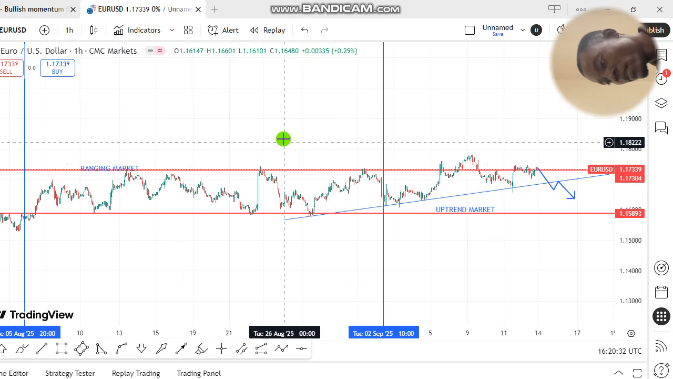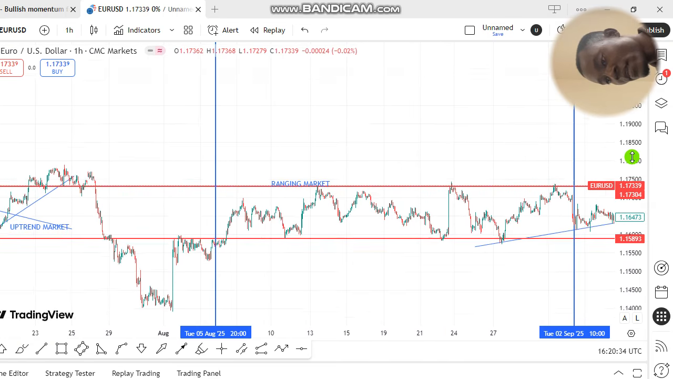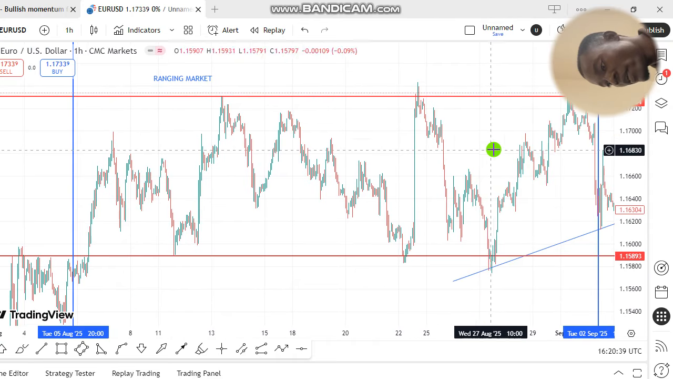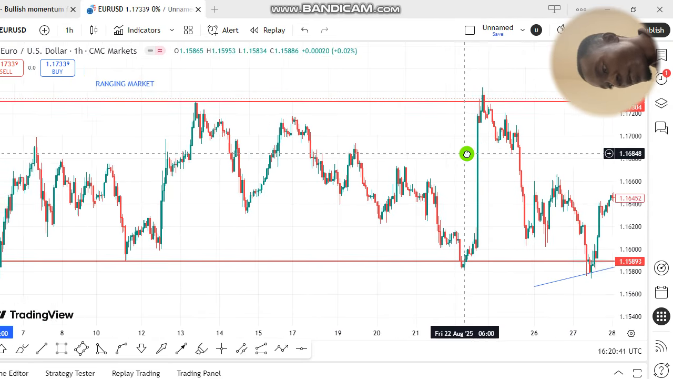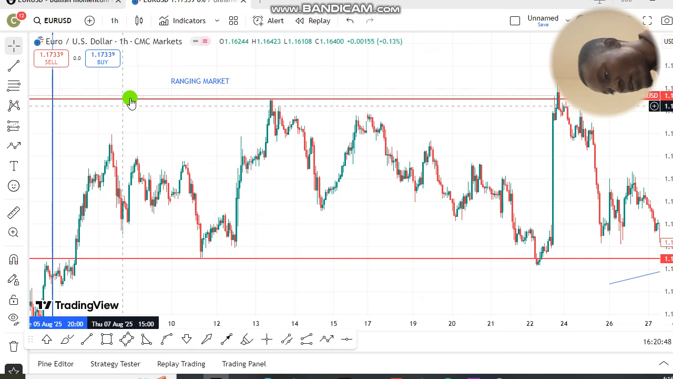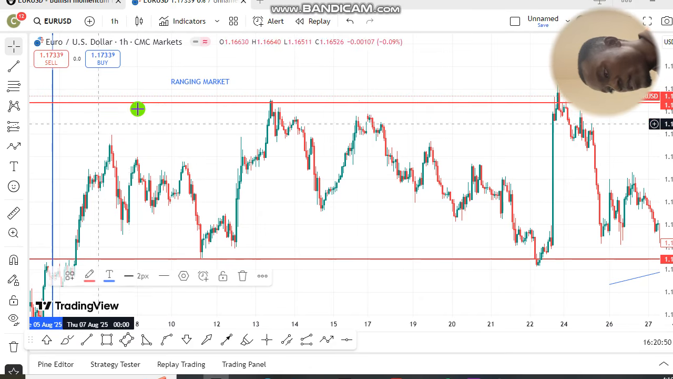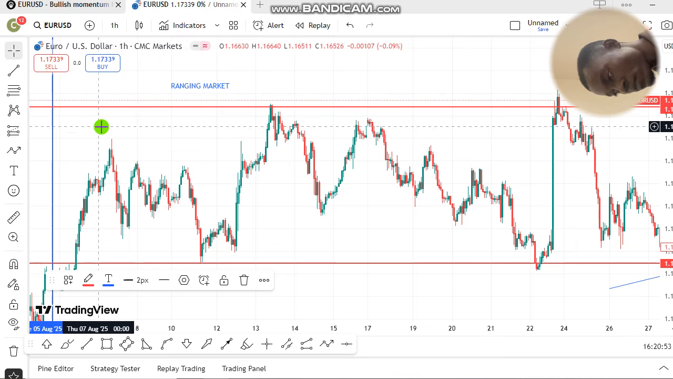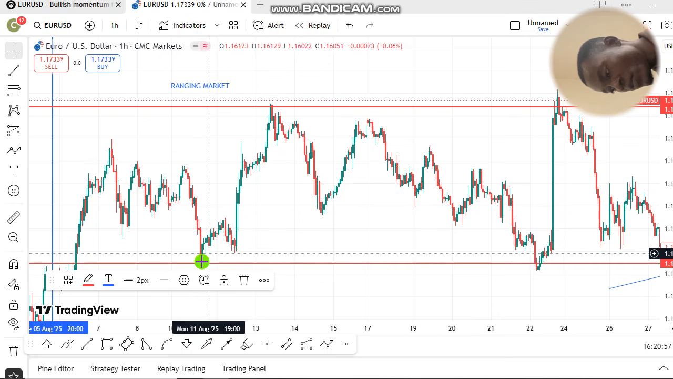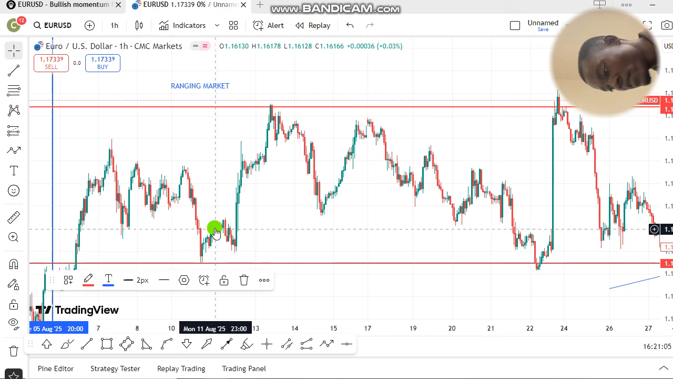So actually a ranging market is one of the easiest markets you can ever trade as a trader. And so your ability to determine the market structure is very important. So over here, when the market bought from here, it pushed all the way to retest this area of the resistance. After that, the market started selling. Then it came all the way to retest this lower or support area again. Then after that, we saw a bullish harami. Then the market started buying.